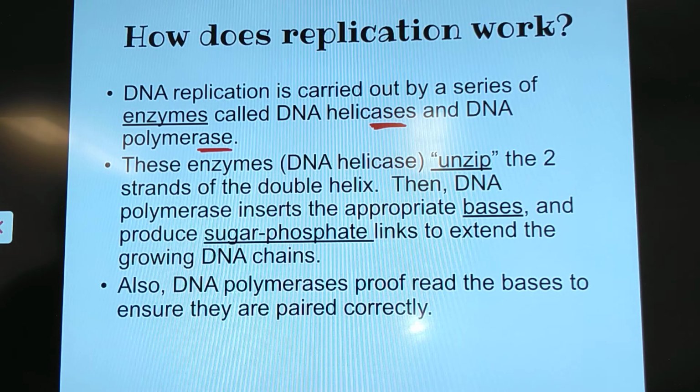And the DNA polymerase inserts the appropriate bases to produce the sugar phosphate link that extends the growing chain. So we're going to make another sugar phosphate backbone by connecting the bases. New bases are coming in. It's split open, and you actually have it happening on two strands at the same time. And let's see, right here's a picture that kind of shows what's happening.